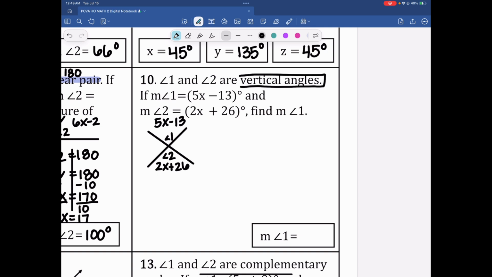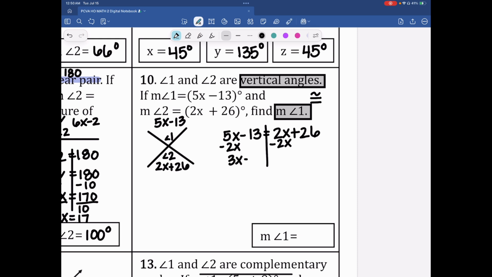So if they're vertical angles, again, that means that they are congruent, which means that they are equal to each other in measure. So I can set up an equation, and in that equation, I can say that we have 5x minus 13, and that's going to equal 2x plus 26. And we're just going to simply solve this equation. So I'm going to subtract 2x to the left side. That's going to give me 3x minus 13 equals 26.